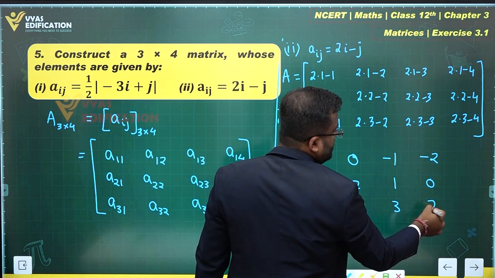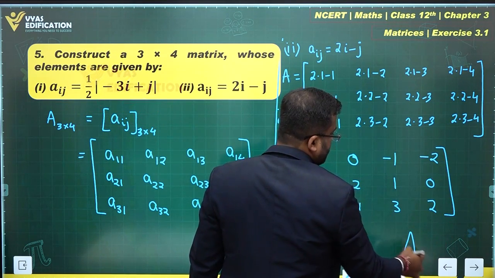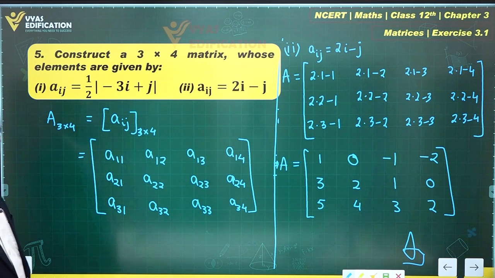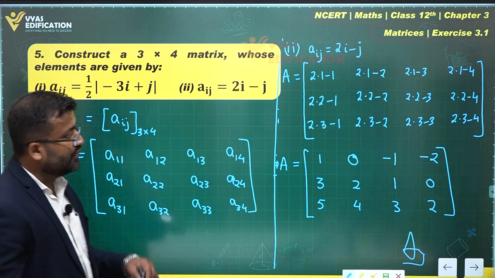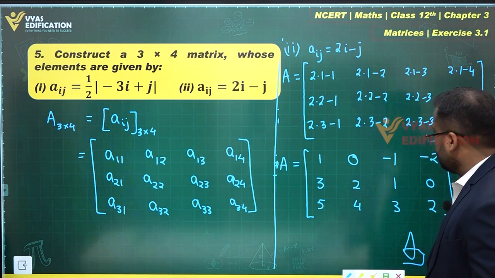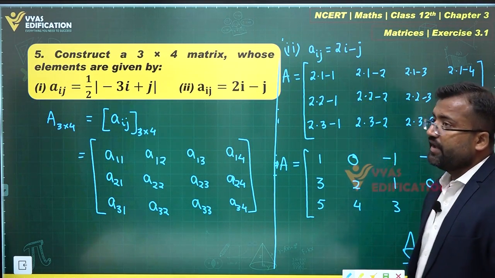This is 6 minus 4, which is 2. And yes, this is the required matrix. Let me get aside for a bit. And yes, this is my answer for this question over here. Alright. Is that all in this question? Yes, this is all in this question over here.